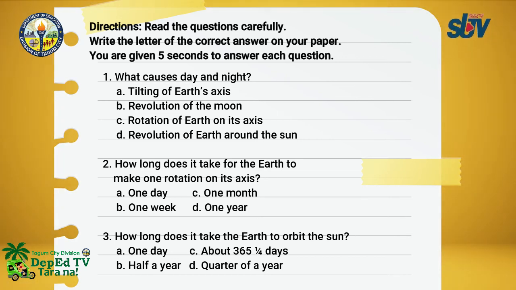Number 1. What causes day and night? Letter A. Tilting of Earth's axis. Letter B. Revolution of the moon. Letter C. Rotation of Earth on its axis. Letter D. Revolution of Earth around the Sun. The correct answer is letter C, rotation of Earth on its axis.